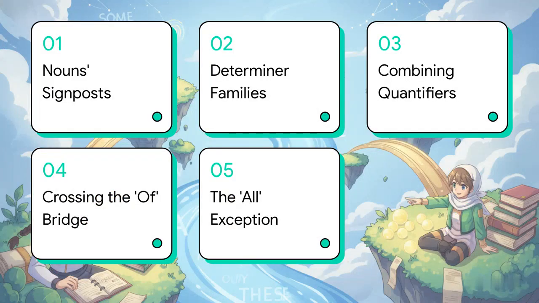Here's our quick roadmap for today. First, meet your noun signposts. Second, the 5 determiner families. Third, combining quantifiers and numbers. Fourth, crossing the of bridge. And finally, the special all exception.